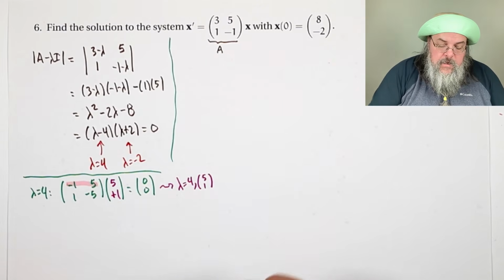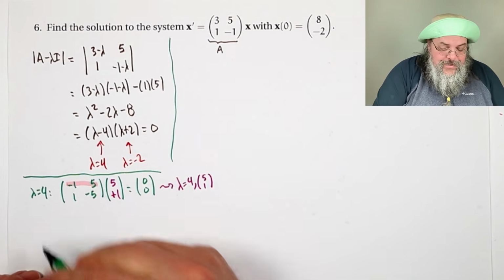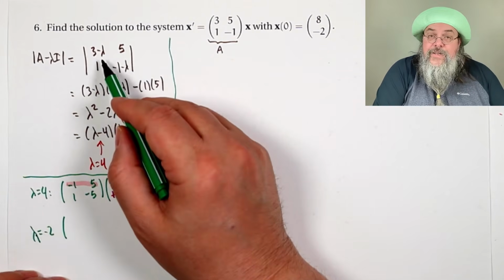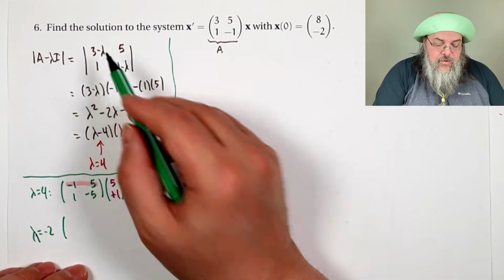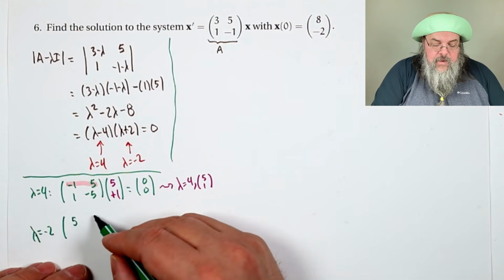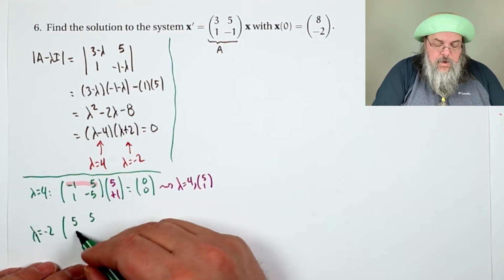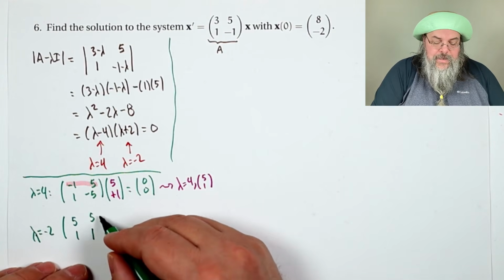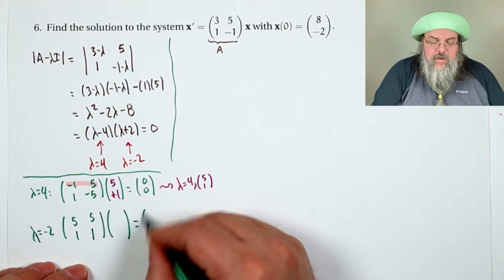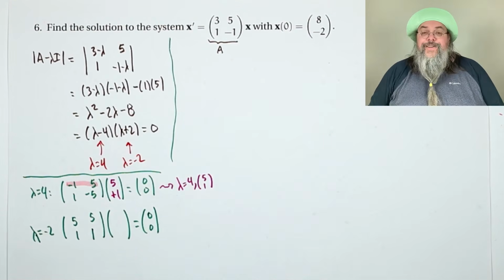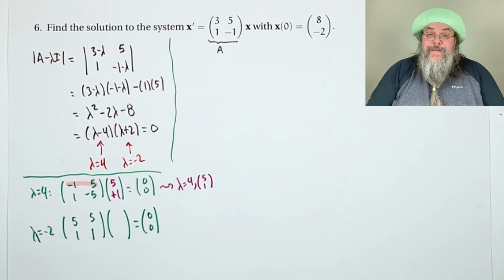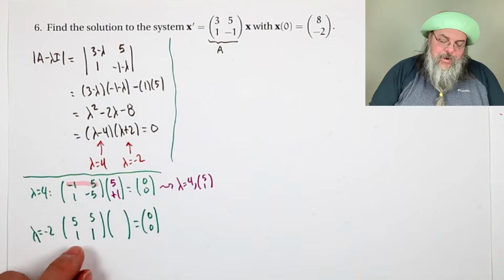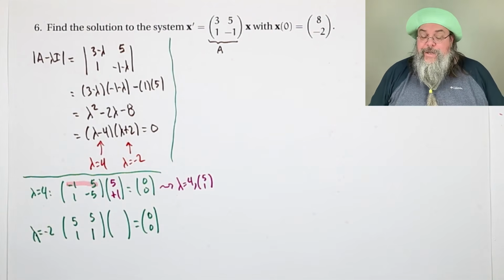Now we're going to do that again with lambda equals minus 2. Plug in minus 2. 3 minus minus 2 makes 5, 5. And here we get a 1. Minus 1 minus minus 2 is 1. And we have to multiply that by something to get out 0, 0. All right. Well, can you see something that works? Pick a row. Hey, that second row looks pretty nice.